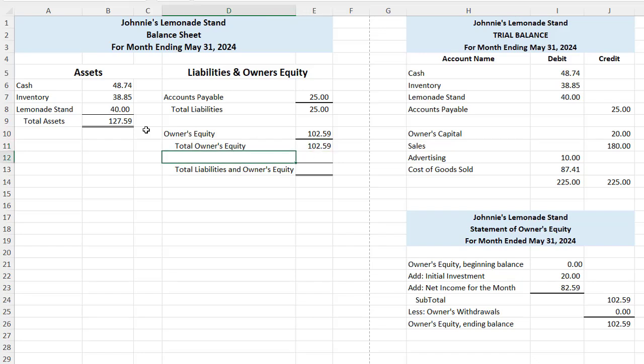I will enter an Excel formula to add the total liabilities and owner's equity. The result is $127.59. This is the same amount as the total assets. Therefore, the balance sheet is in balance. Assets equal liabilities plus owner's equity.